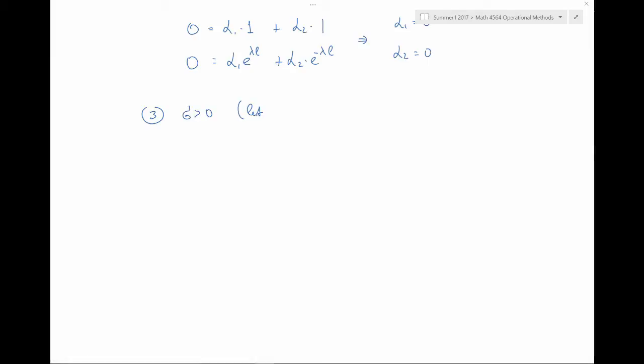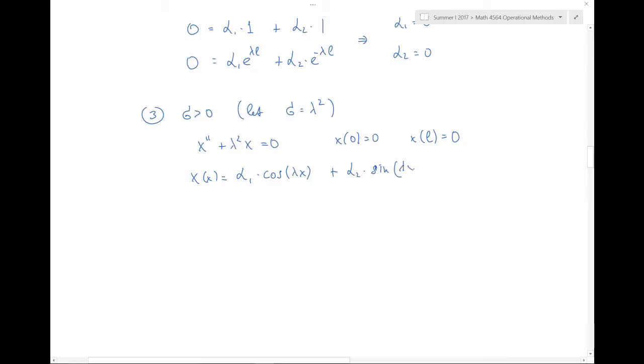And again, because I will have to solve a second order equation, it is convenient if we assume that sigma equals some constant squared. In this case, the differential equation has the form x double prime plus lambda squared x equals 0. Again, x of 0 equals 0, and x of L equals 0. Using the characteristic equation to find fundamental set of solutions, we'll get that x should be some kind of a constant alpha 1 times cosine of lambda x plus the constant alpha 2 times sine of lambda x.